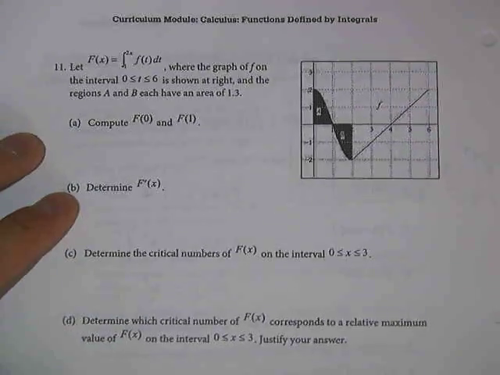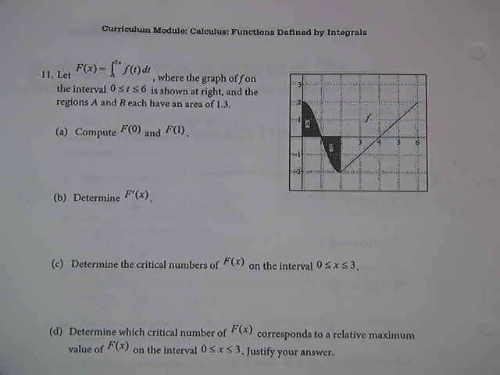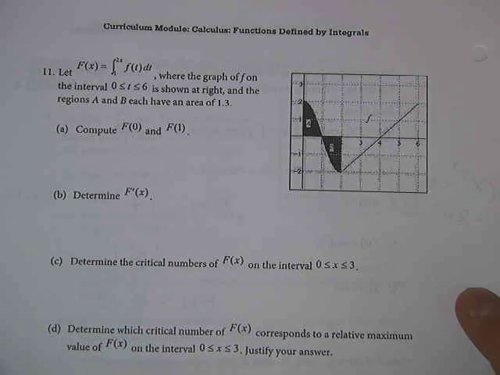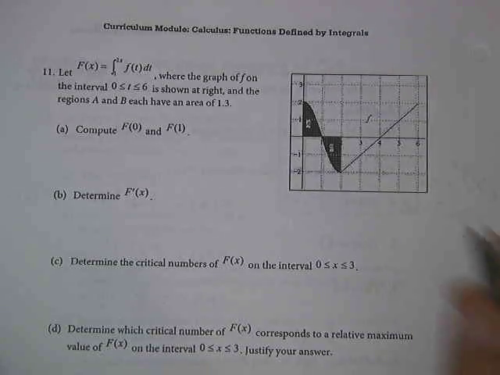And again, functions defined by integrals. Here, number 11, they give us the big F function defined as the integral from 1 to 2x of f of t dt. The graph of f is on the closed interval 0 to 6 as shown, and each of the areas A and B has an area of 1.3.